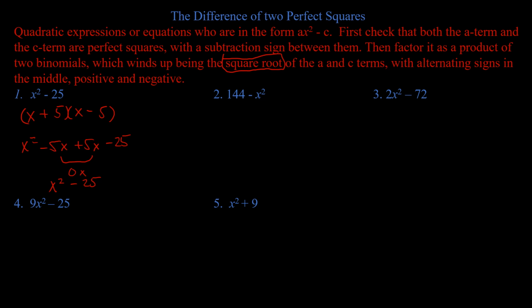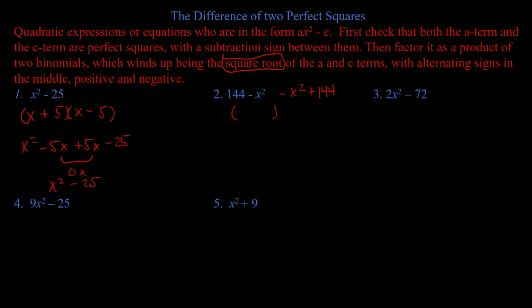Now, the other type you might see is when the c term is first, and that's okay. It doesn't have to be in the form a squared minus c. It could be c minus a squared. You could rewrite it to negative x squared plus 144 if you'd like, but that's not necessary. You can just factor it like this.